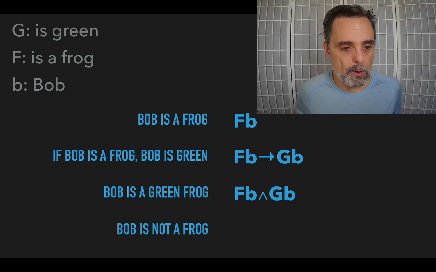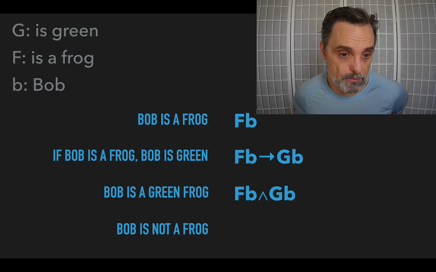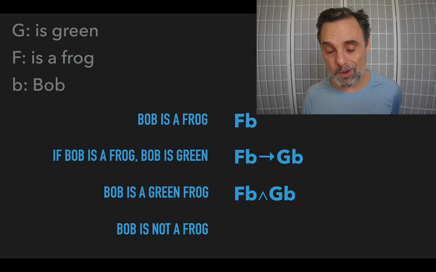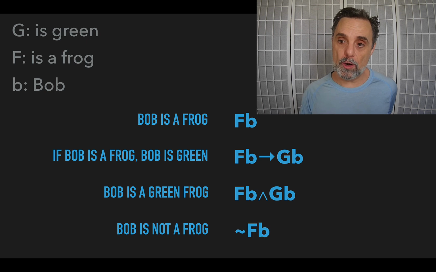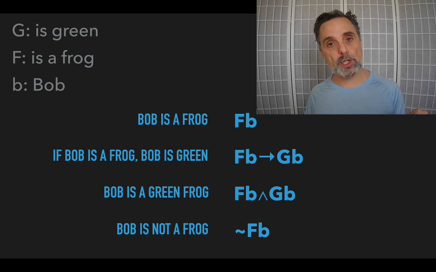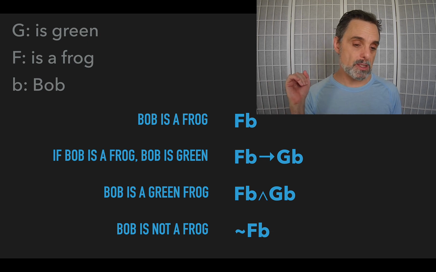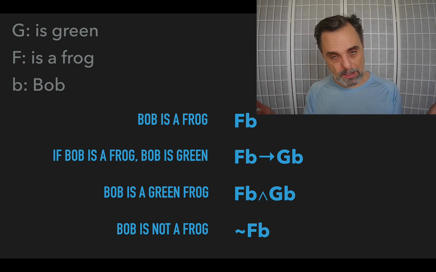And our last sentence, Bob is not a frog. Well, we know how to symbolize Bob is a frog, and not just says that's false. So pause the video, write down what you think it is, and there it is, not Fb. We put the negation on the whole formula. The way negation works hasn't changed, so we make the sentence Bob is a frog and attach the negation to it.